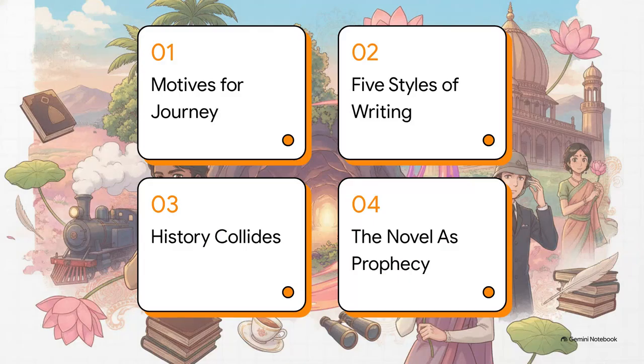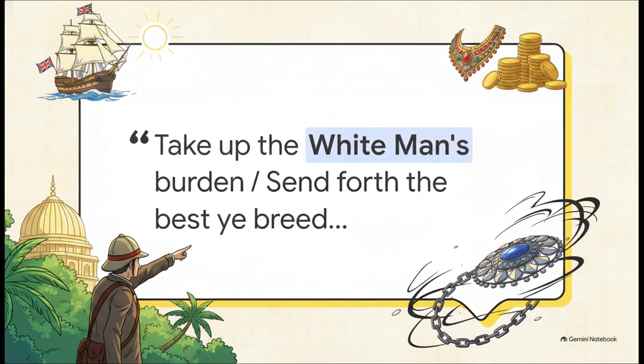Here's our roadmap for today. We'll be looking at the motives for journey, the 5 styles of writing, how history collides with fiction, and finally, the novel as prophecy. To really get where Forster is coming from, we first have to understand his era.